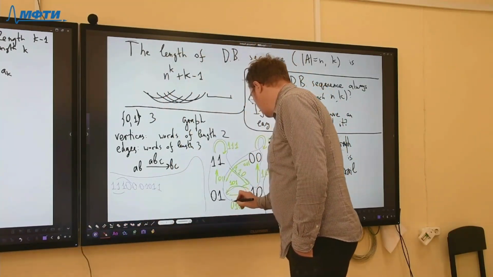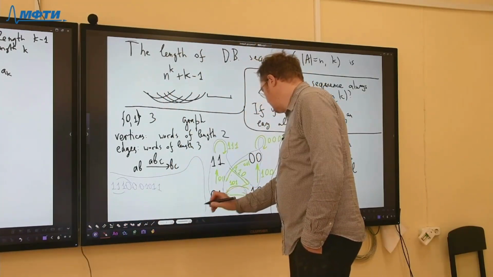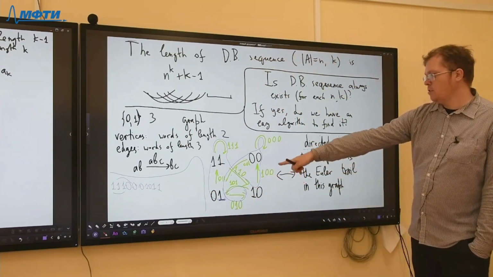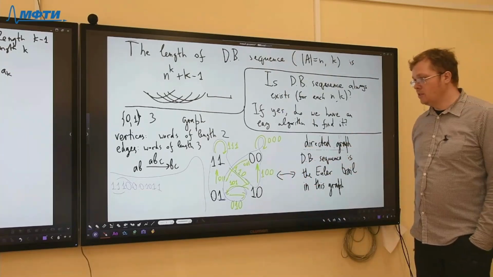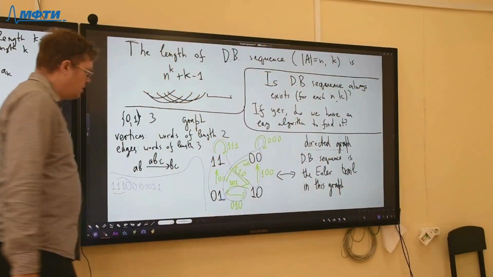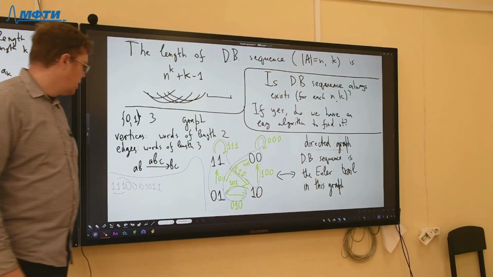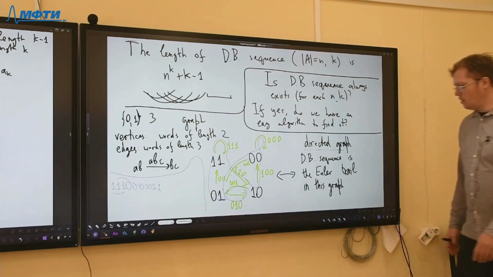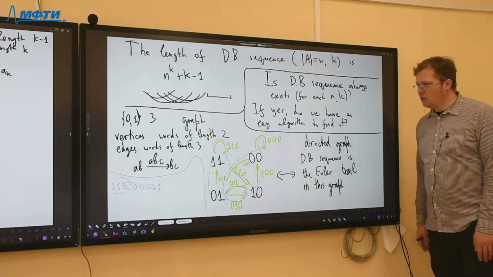So I need to go here and then here. Yeah. So it will be 0, 0, 0, 0, 0, 1, 0, 1, 0, 1, 0, 1, and 0, 1, 1. And so I just wrote the example of the de Bruijn sequence. Actually, here we'll have the Euler circuit, not trail, but it doesn't matter.